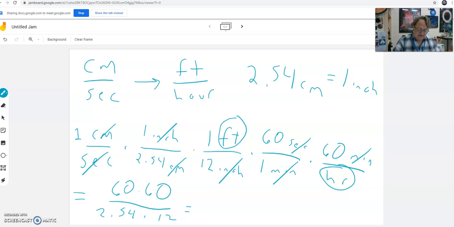We got 60 times 60, of course that's 3,600. And then divide that by, don't forget to use parentheses, quantity, 2.54 times 12. And that gives us 118. And we actually could take this out to 2 decimal places because all of our factors are at least accurate to 2 decimal places. Now, there's actual units here, and 1 centimeter per second is actually equivalent to 118.11 feet per hour. That's the deal.